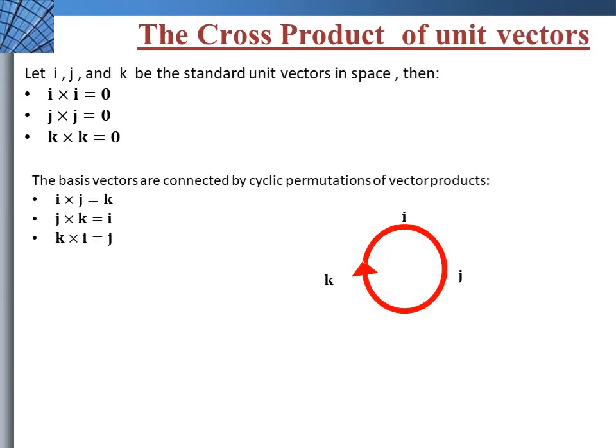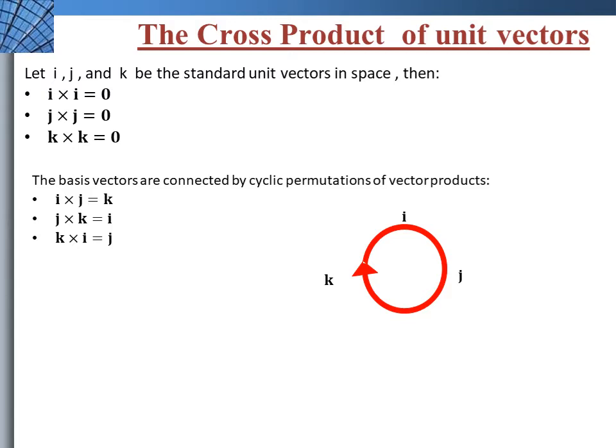The cross product of the unit vectors: let i, j, and k be the standard unit vectors in space. Then i cross i equals 0, j cross j equals 0, and k cross k is also equal to 0. The basis vectors are connected by the cyclic permutation of vector products. It is a cycle. First see the cycle here: in the clockwise direction, i, j, then k, then i, j, k, like this. So i cross j should be equal to k.